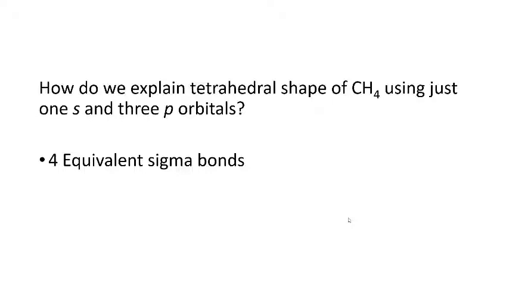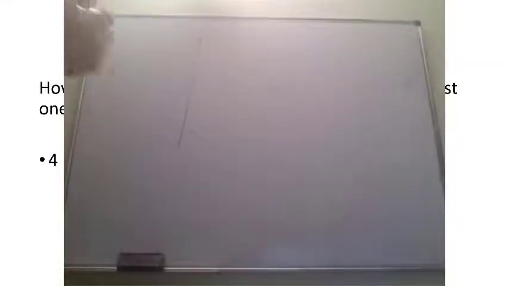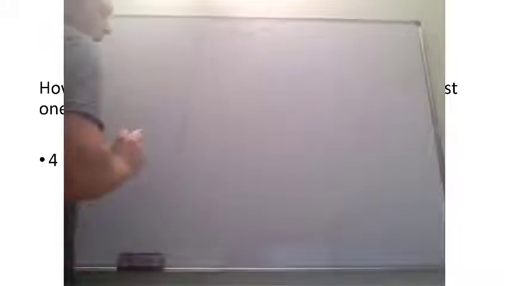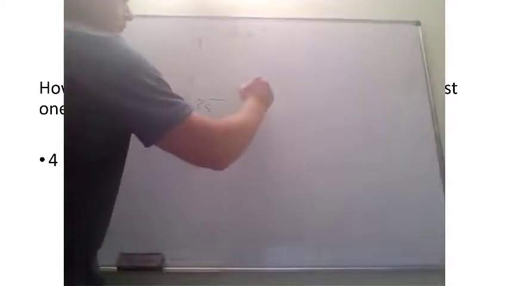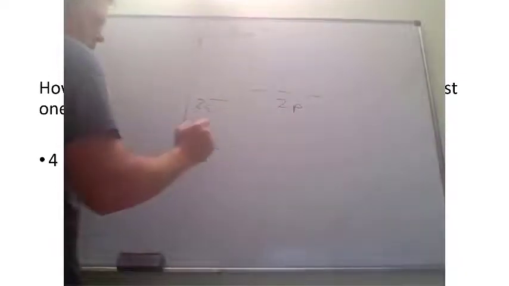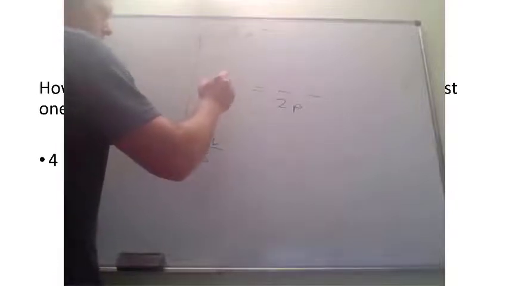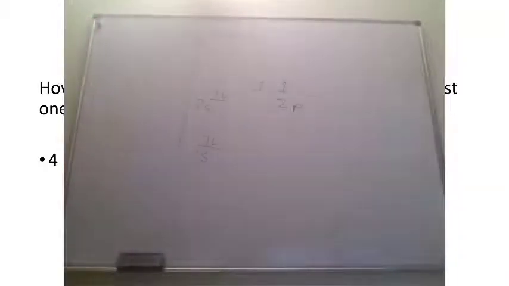So we have this understanding of the formation of sigma bonds through the direct overlap of orbitals. But how do we explain the tetrahedral shape of CH4 using just one s and three p orbitals? If we take a look at carbon and hydrogen, and look at our energy diagram for carbon, carbon is going to have 6 electrons in its structure. If we build our energy diagram, there are 2 electrons in the 1s orbital, 2 electrons in the 2s, and then 1 electron in each of the first 2 subshells of 2p.